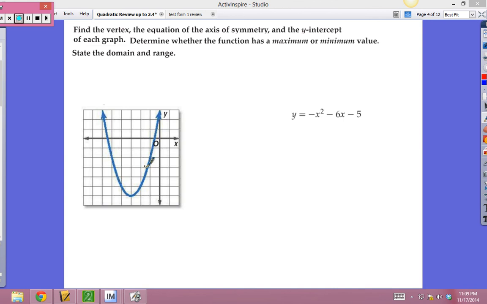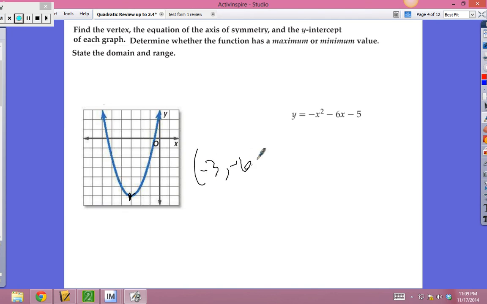Okay, now you're looking at a graph, and then you're looking at an equation. You'll find the graph's going to be a little bit easier. Find the vertex. Vertex is right here. So vertex is, how do you get to that dot? You got to go left 3, and then you got to go down 6. That's the vertex. Line of symmetry. Line of symmetry is where it gets cut in half. So it's x equals negative 3.